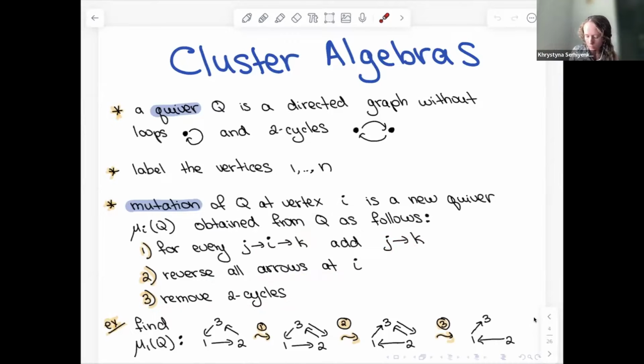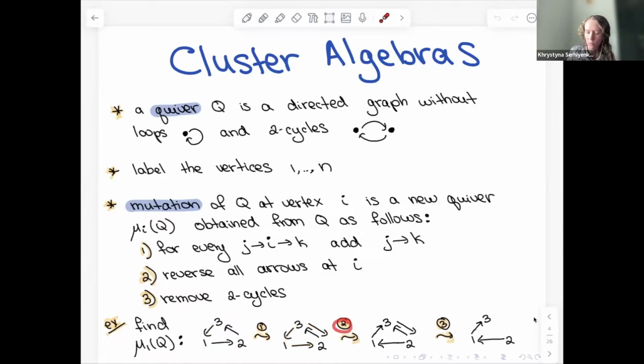Okay, so let's do an example. Suppose this is my quiver Q. I have 3 vertices and 3 arrows, so this is a 3 cycle. And let's say I want to compute mu_1 of Q. So I want to mutate at the vertex 1. I'm going to apply my 3 steps. My first step is I look at the arrows coming in and the arrows coming out, there's just 1 of each. And I'm going to add a new arrow for every such path. So I'm going to add this arrow from 3 to 2, which accounts for this path.